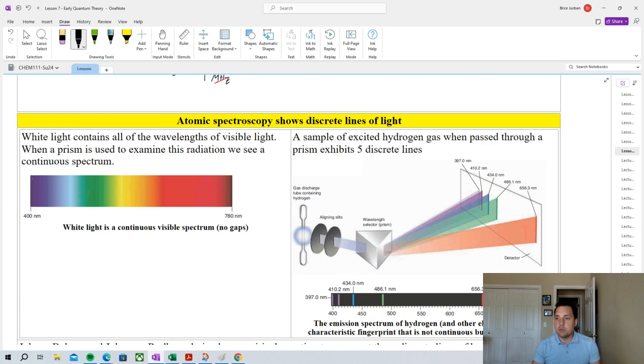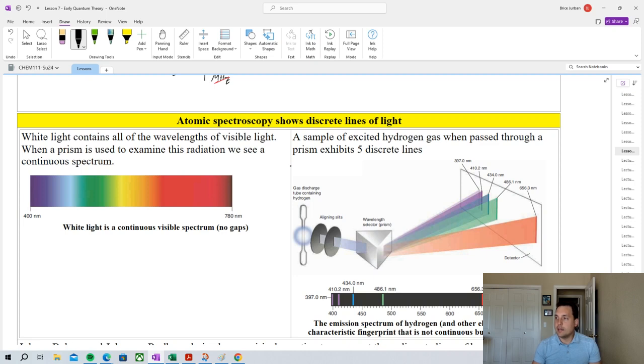Here I have violet on this end, and I have red on this end. So we have ROY G. BIV. That's how I always remember the colors of the rainbow. Red, orange, yellow, green, blue, indigo, and violet. And we see a continuous visible spectrum, and there are no gaps here. So there's no black lines anywhere in this spectrum.